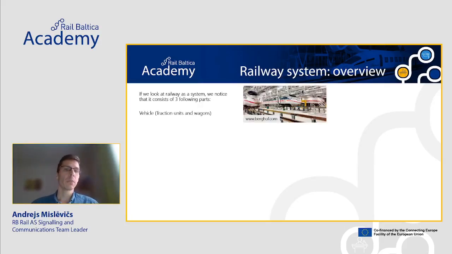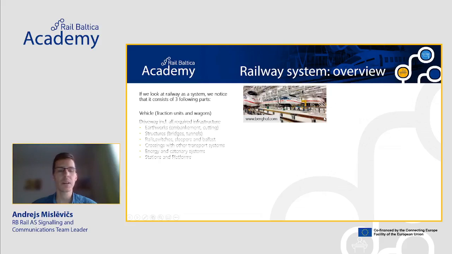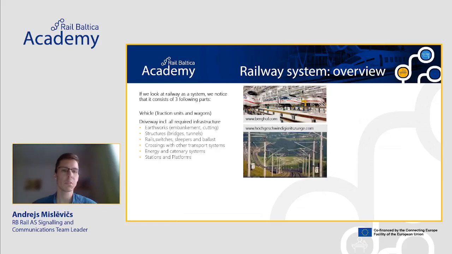If we look at railway as a system, we see that it consists of three parts. The first part is vehicle: traction units, wagons, locomotives. The second part is driveway, so infrastructure which allows train to go. This is structures, earthworks, and of course rails, switches, catenary system, and stations and platforms.